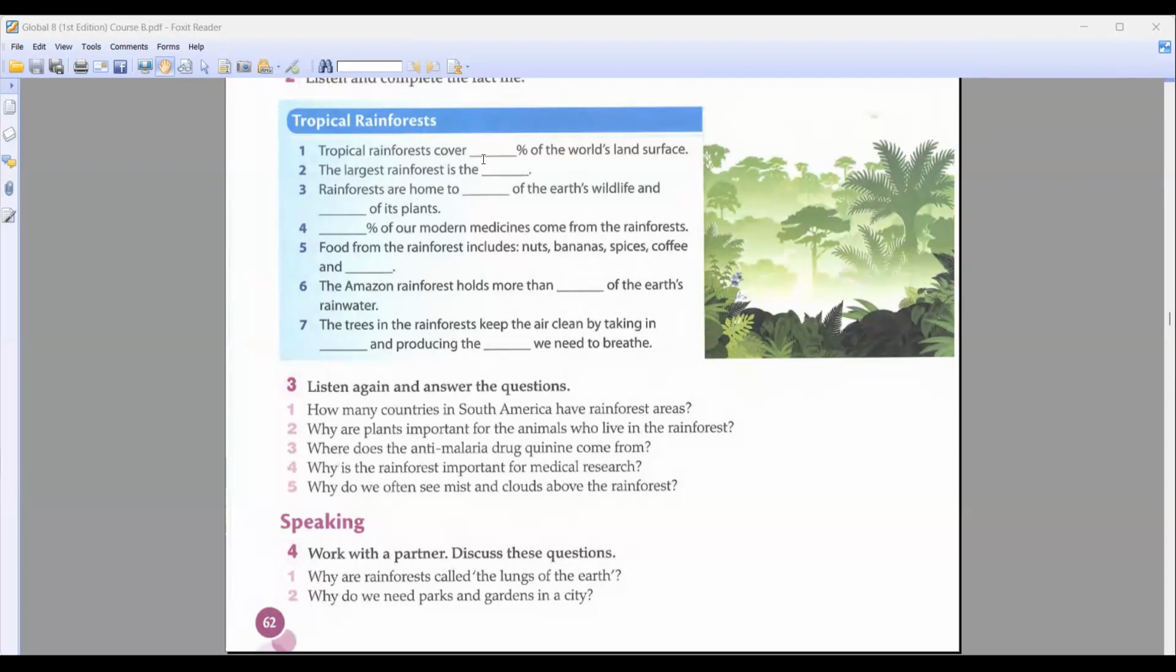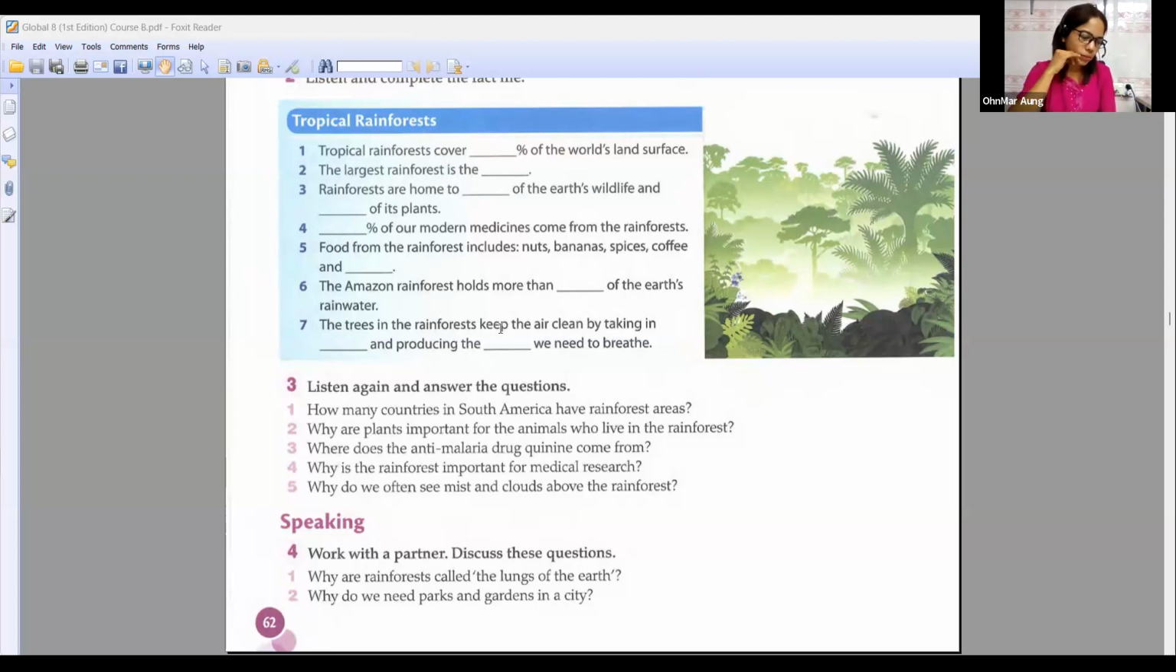All right, 30 million of its wildlife and 2/3 of its plants. The first one is 30 million. And the second one is 2/3. 2/3 of its plants. Okay, 2/3. Can you follow? Yeah, 2/3. And next, number four.